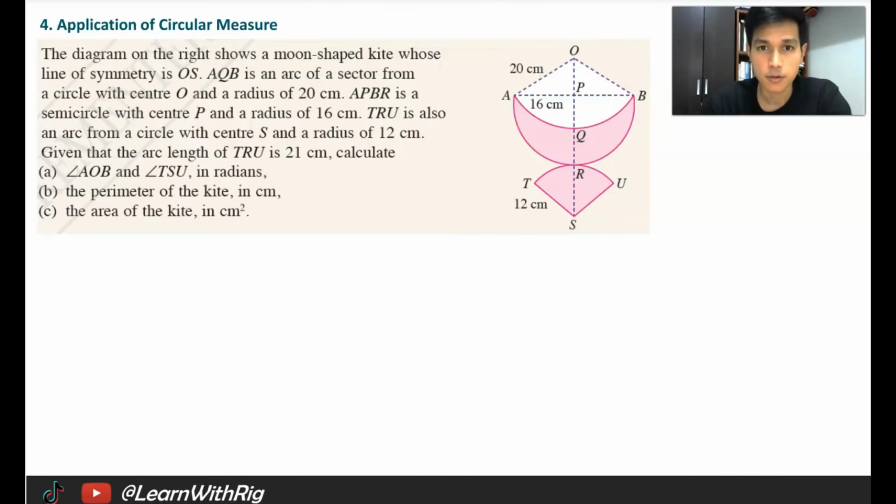The second one they say is what? APBR. Where is APBR?